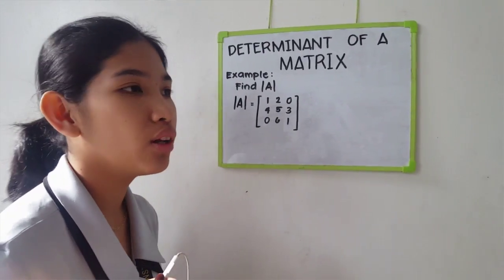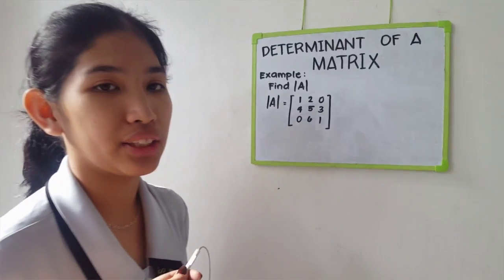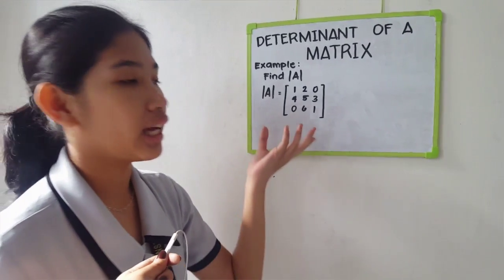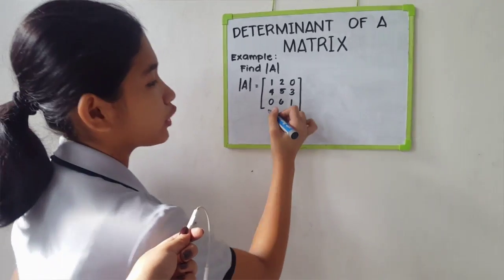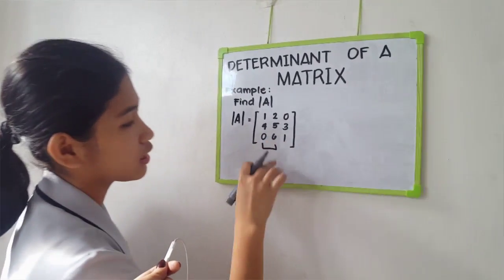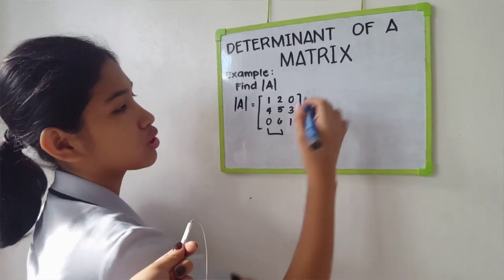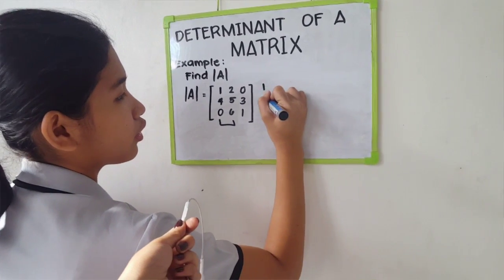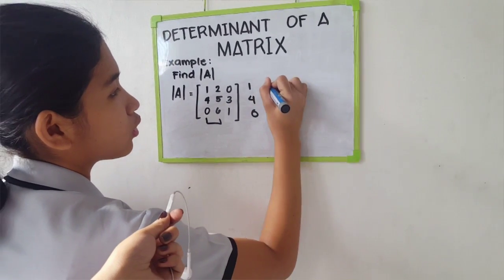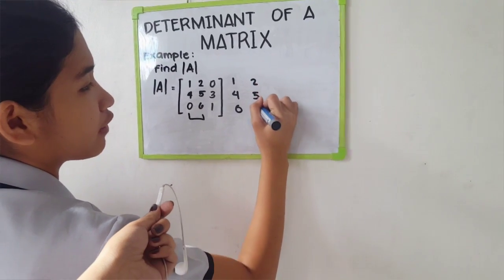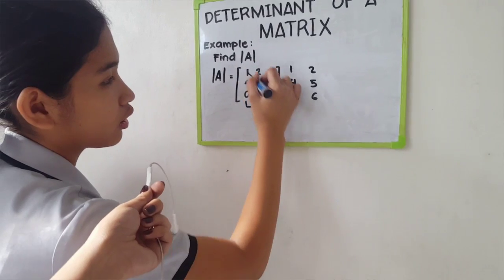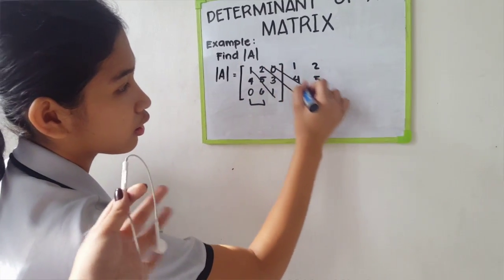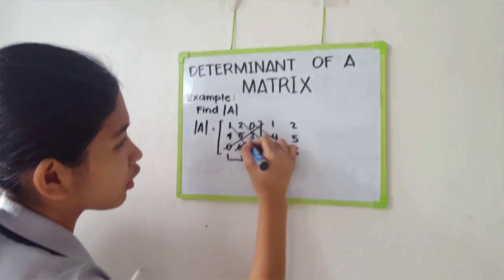So here's another example of getting the determinant of a matrix. Here, we are given a 3 by 3 matrix. In a 3 by 3 matrix, we're going to copy these two columns: 1, 4, 0, 2, 5, 6. And do the diagonal multiplication.